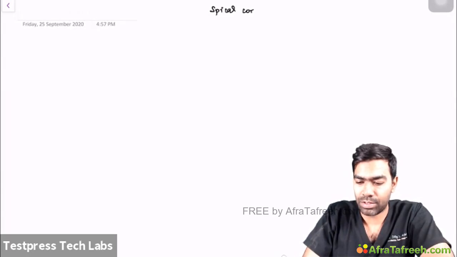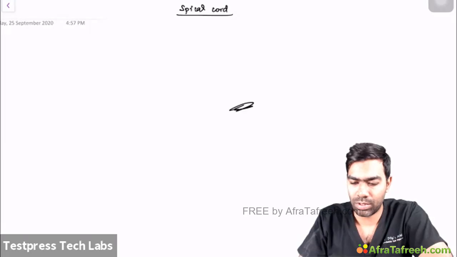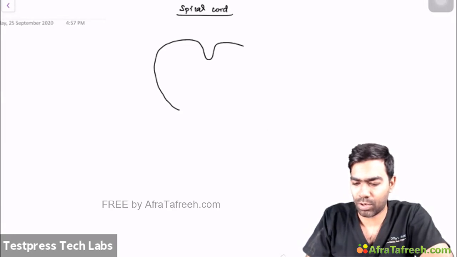I'll try to finish. So we're talking about spinal cord disorders. I've started a new page now. Let me finish off the structure of the spinal cord in 2 minutes. So where I'm drawing the posterior and the anterior.